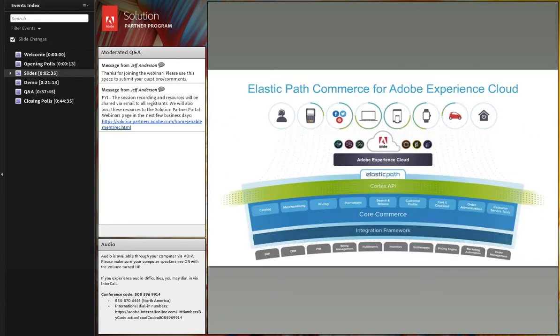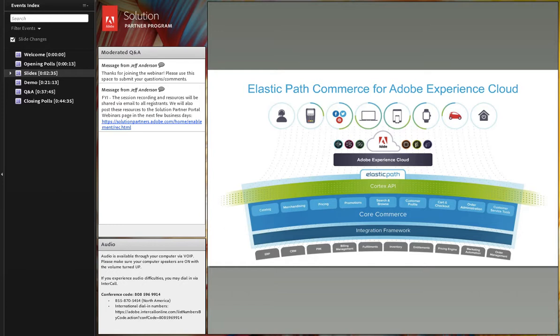So from a commerce perspective, again, that headless standpoint. The Elastic Path Commerce for Adobe Experience Cloud is a product that we maintain and go to market with. For us, as I mentioned, we ripped our head off a number of years ago. So Elastic Path is made up of enterprise-level, feature-rich core commerce capabilities, as you would expect in an enterprise commerce application.